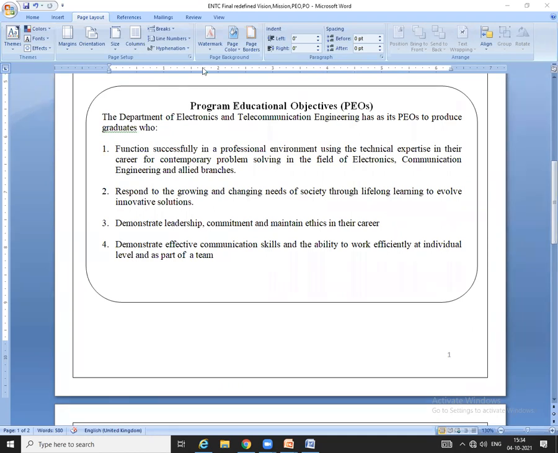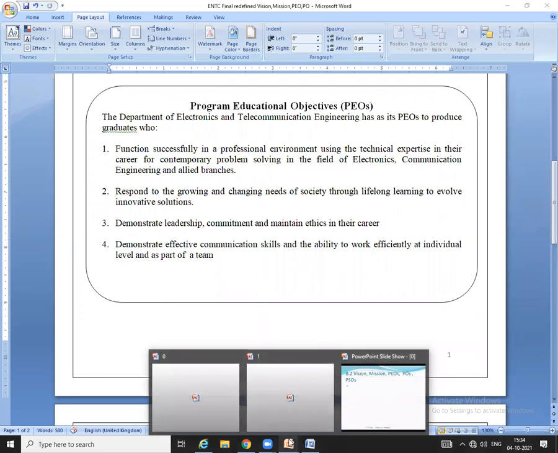Why has Shreya Kulkarni entered the waiting group again and again? I have admitted. Shreya, are you there in the meeting?